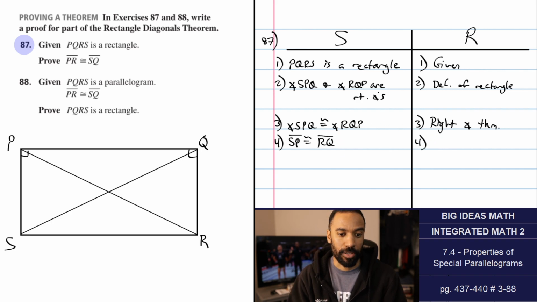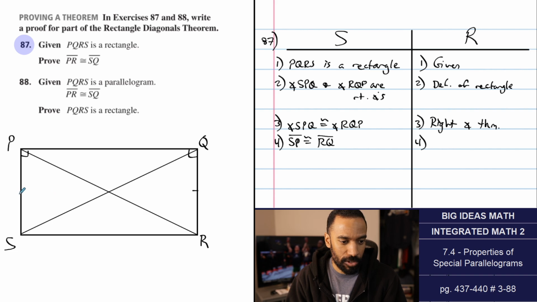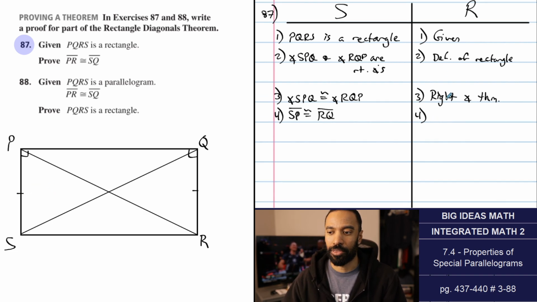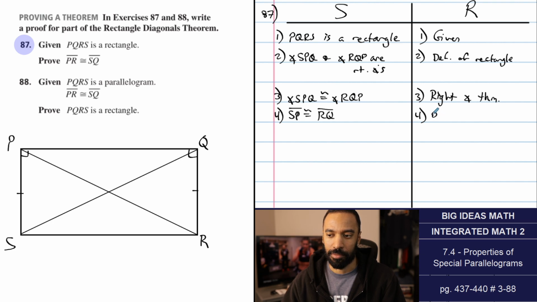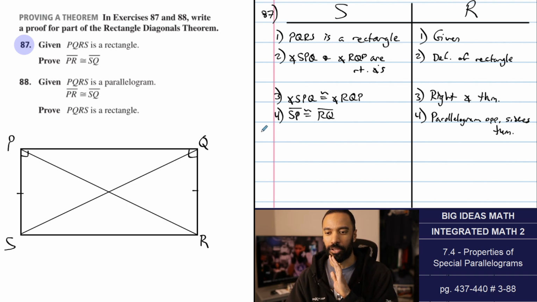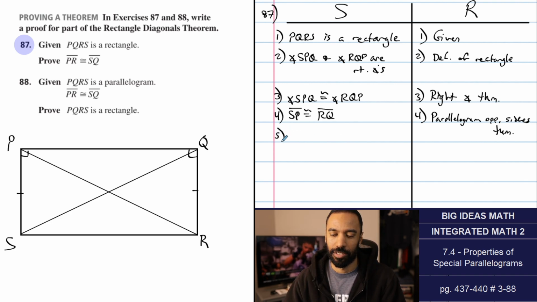Opposite sides of a parallelogram are congruent. Opposite sides of a rectangle are congruent. I can probably say the parallelogram one. I don't think I need to state it's a parallelogram beforehand. Maybe I do, but I'm not. Parallelogram opposite sides theorem. It's a parallelogram because rectangles are parallelograms. I just don't think that's a reason I've ever stated before.